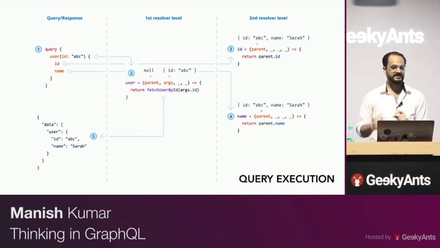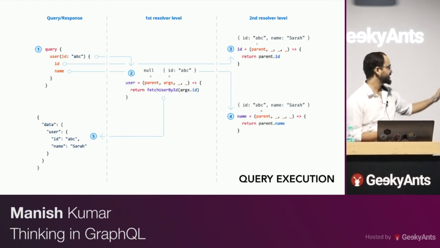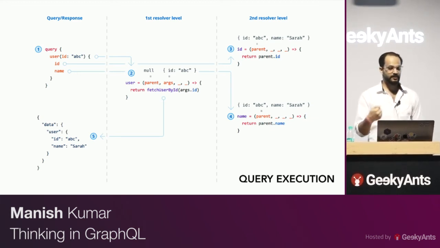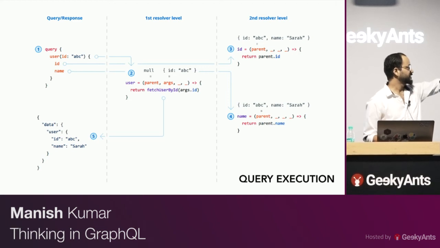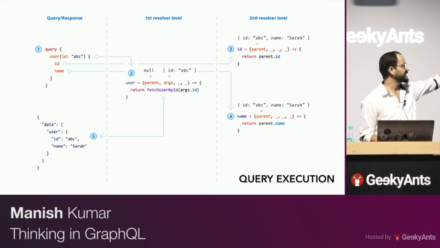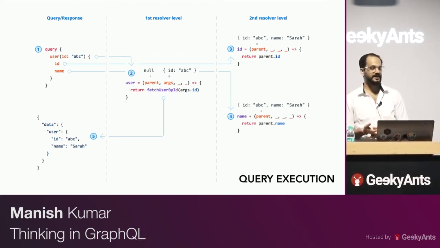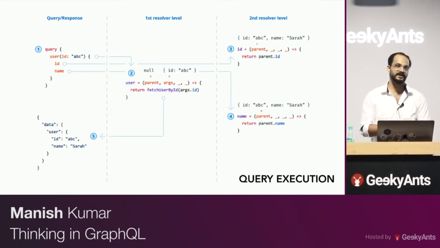After that, it still has to resolve for the two other fields, which is ID and name. So that goes to the second level, and the more nested this query might be, the more resolver levels there would be. Once it goes inside ID, like we said, the parent would be the parent of the nested query. Here the parent already has an ID, so it automatically returns that. The parent already has a name, so it automatically returns that. So you don't necessarily need to write a resolver for ID and name separately.